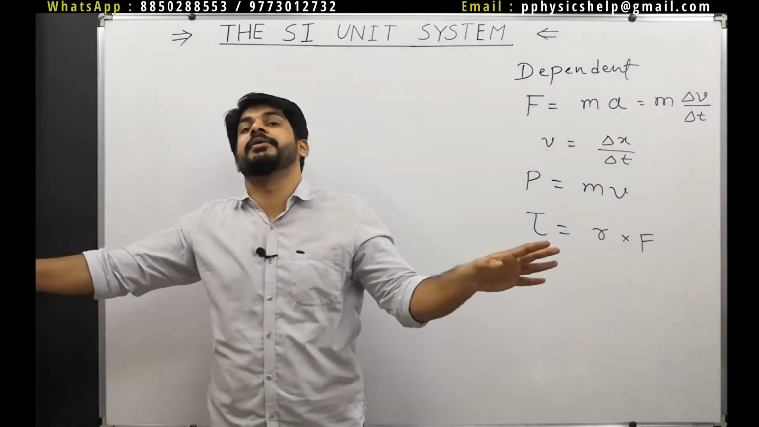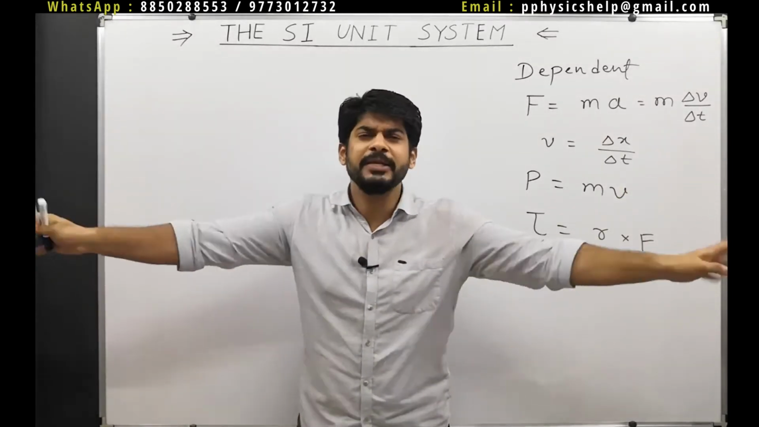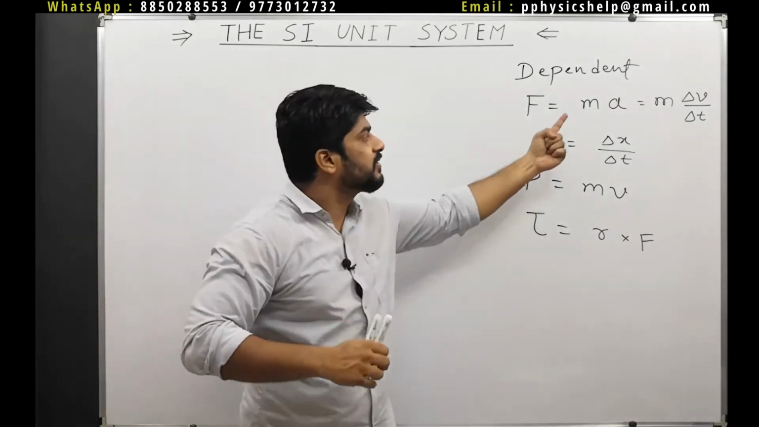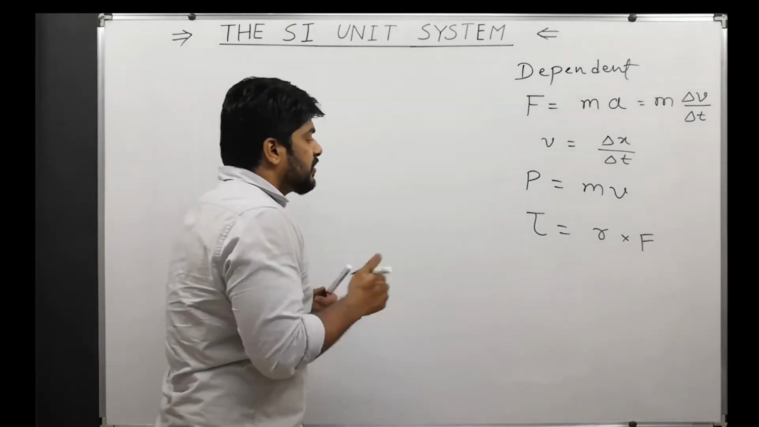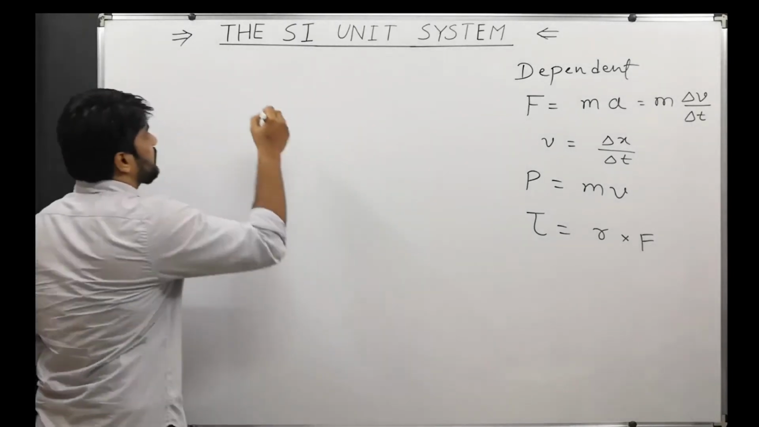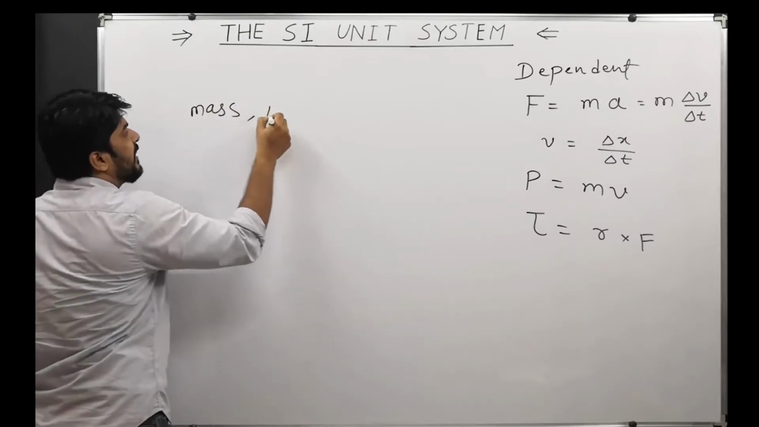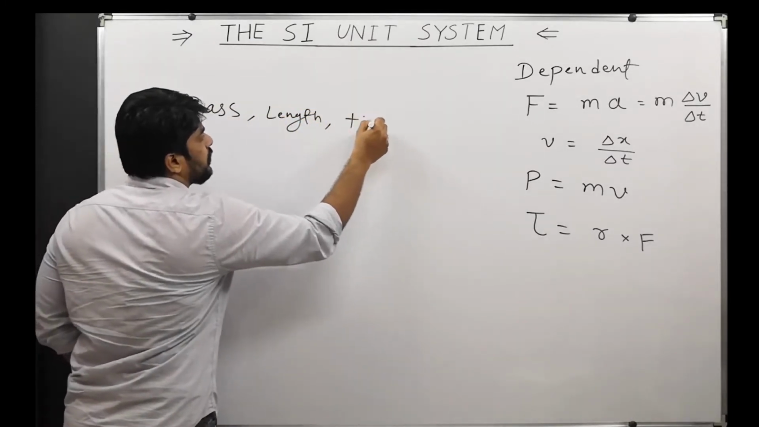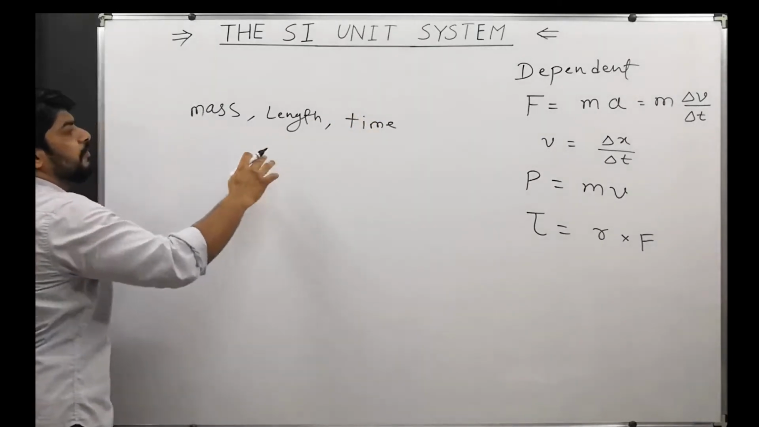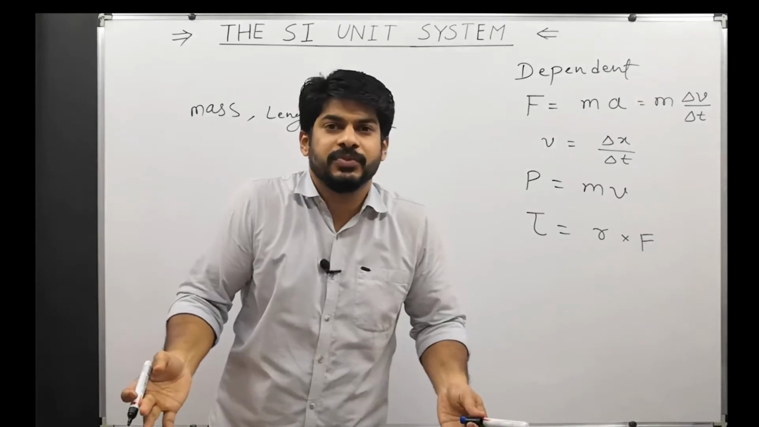completely independent of other physical quantities. Completely independent. Like you can see here itself, mass, length, and time. These are completely independent quantities. They don't depend on anything, isn't it?